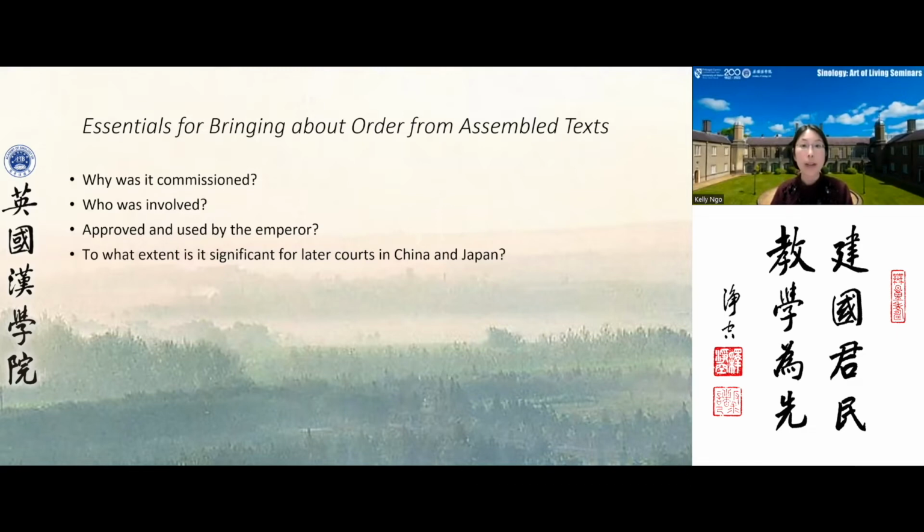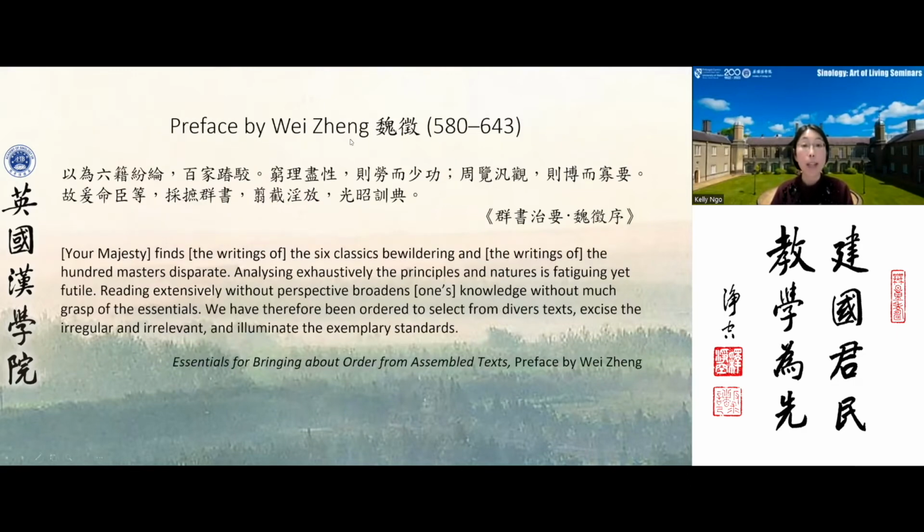Now, if we look at the preface to the text, and it's a preface by Wei Zheng, who's the chief editor for the compilation, we get an idea of the literary challenge confronting Taizong in the early days of his reign, and the reasons giving rise to this imperial commission's terms of reference. Wei Zheng writes that Your Majesty finds the writings of the classics bewildering, and the philosophical writings disparate. Analysing exhaustively the principles and natures is fatiguing yet futile. Reading extensively without perspective broadens knowledge without much grasp of the essentials. We are therefore being ordered to select from diverse texts, excise the irregular and irrelevant, and illuminate the exemplary standards.